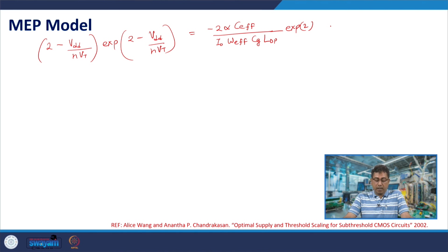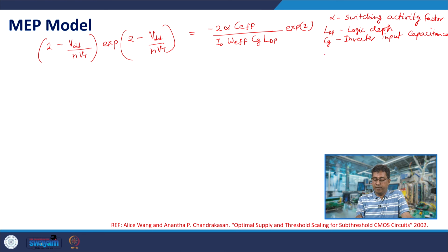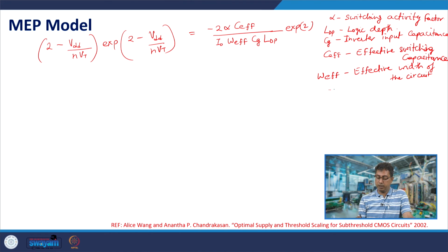So, now what is alpha? For a reference, let us write down: alpha is switching activity factor, LDP is the logic depth in terms of inverter delays, CG is inverter's input capacitance, and C effective is effective switching capacitance of the circuit, and W effective is the effective width for leakage of the entire circuit, and I naught is a constant.